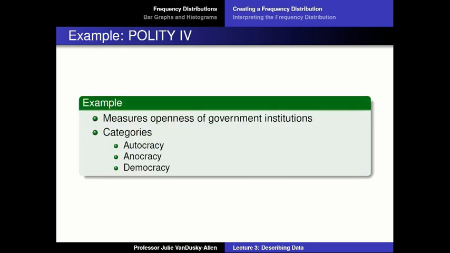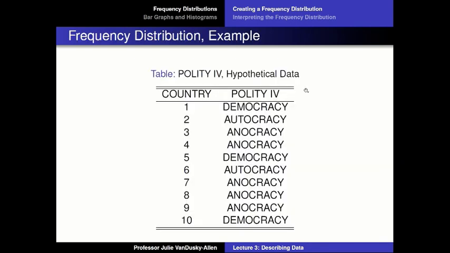As an example of how to build a frequency distribution, I will use hypothetical Polity 4 data. Polity 4 measures the openness of government institutions. Polity 4 classifies countries as autocratic, anocratic, or democratic. This is a hypothetical data set of 10 countries. Each country's Polity 4 classification is indicated in this column here. As you can see, there are 3 democracies in this data set, there are 5 anocracies, and there are 2 autocracies. We will use this information to build a frequency distribution.